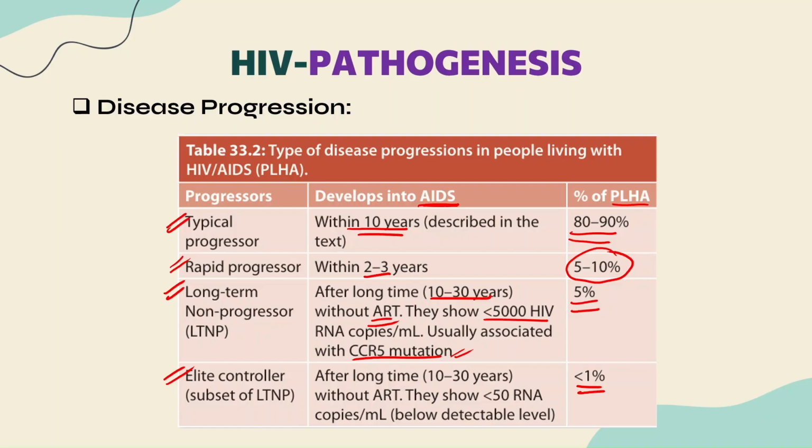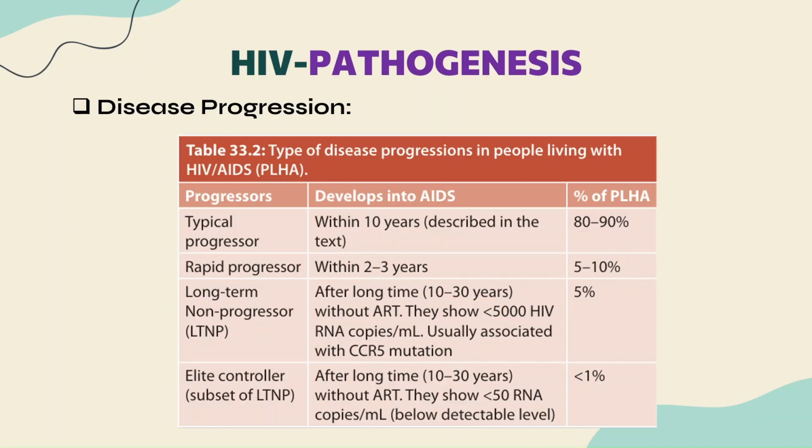Now less than 1%, very few people would be belonging to the category of elite controllers, which is basically a subset or subtype of long-term non-progressors का subtype माना जाता है. इसमें भी same चीज है, that the HIV infection is going to take a very long time, and that too without ART, that is nearly 10 to 30 years it will take for it to develop into AIDS. And also, guys, यहाँ पे जो RNA detection if you are going to perform, the viral RNA detection, so it is like the levels are so low, that is less than 50 RNA copies per ml, that it is falling below the detectable level. Okay, so this was all about the different types of disease progression that I wanted to explain.